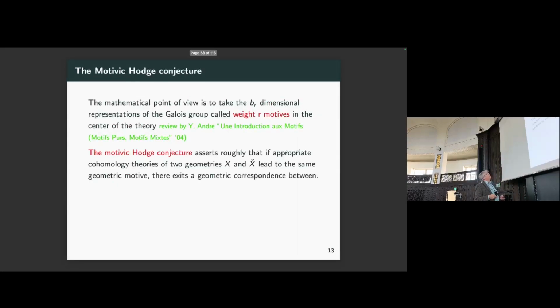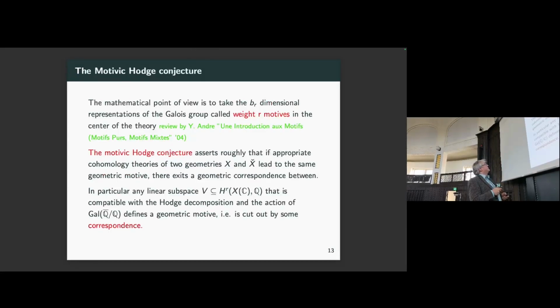So, as I said, from the mathematical point of view, you put the motive in the center, and if you want to read about it, they actually do pure motives and mixed motives, so they can actually also do D-branes, if you like, these people. But what is now this motivic Hodge conjecture? This basically says that there is a correspondence. I mean, the map has not to be 1-to-1, it can be many-to-1, but otherwise there should be a map between X and X check if they have the same motive.